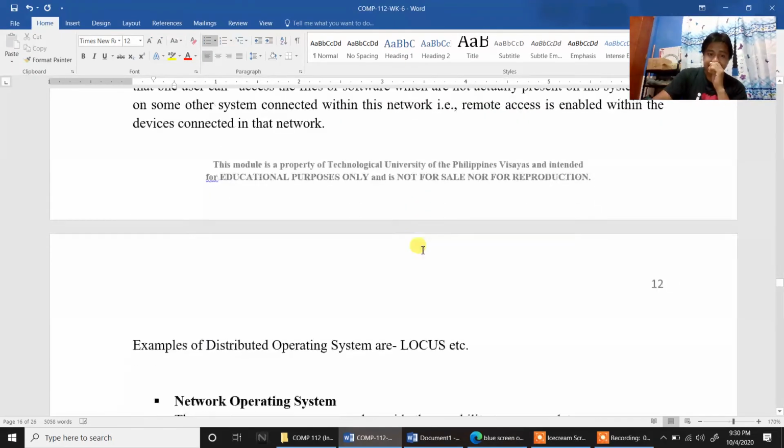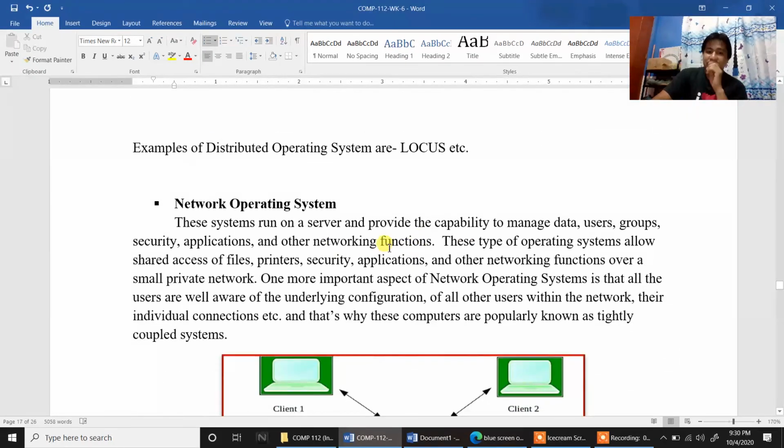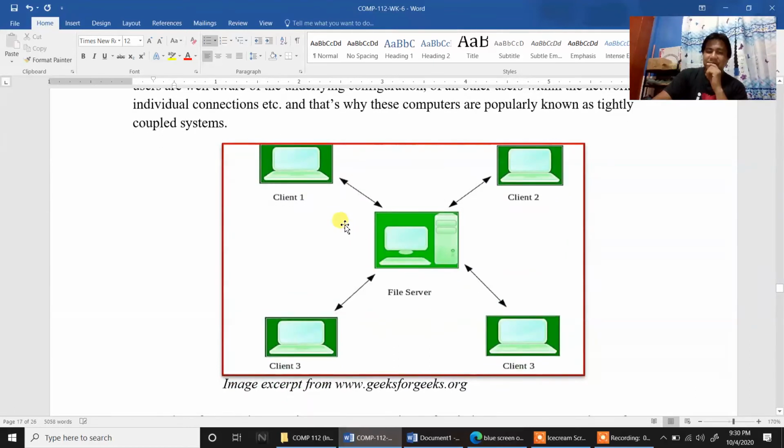Okay? Then we have the network operating system, wherein clients 1, 2, 3, and 4 are connected to the file server. The file server is the one that handles all the files. Meaning the saved files are connected to one particular server. So that is the operating system here. Okay?